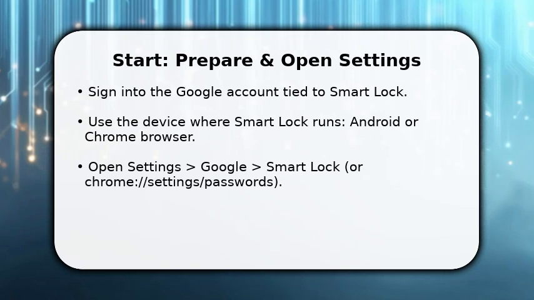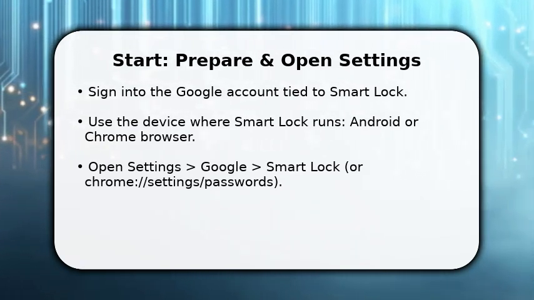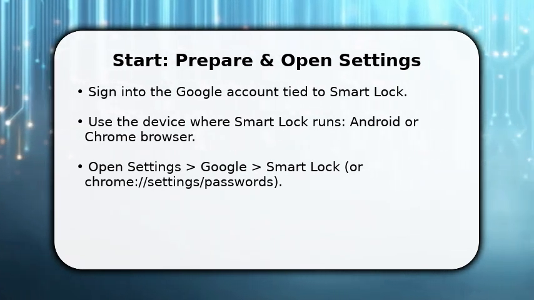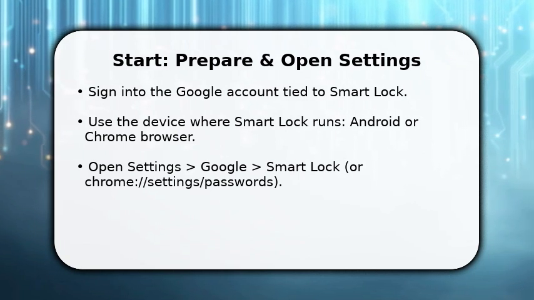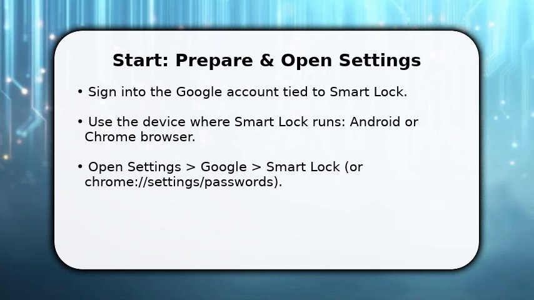You're ready, signed into the Google account, and using the device with Smart Lock active. First, open Settings on Android and tap Google, then Smart Lock. On desktop, open Chrome and go to Passwords. You do this because Smart Lock is account level and toggles live there.